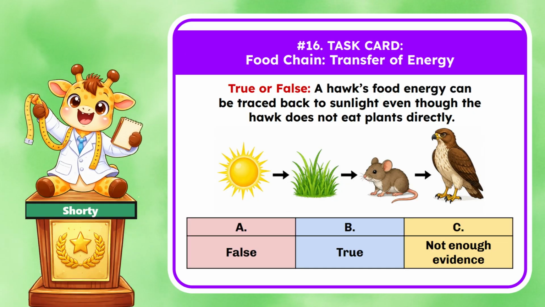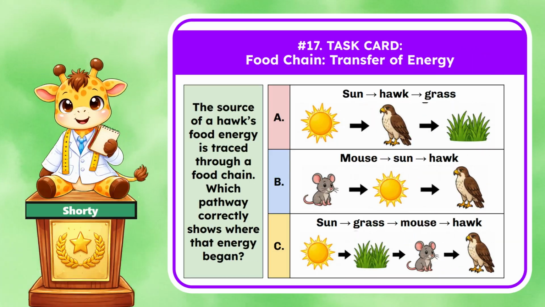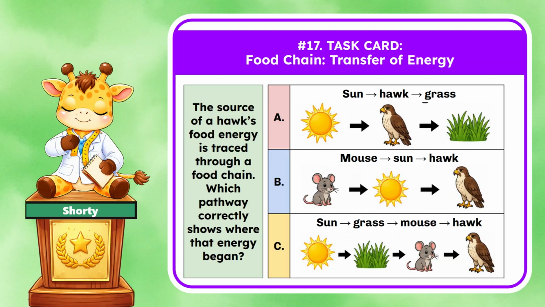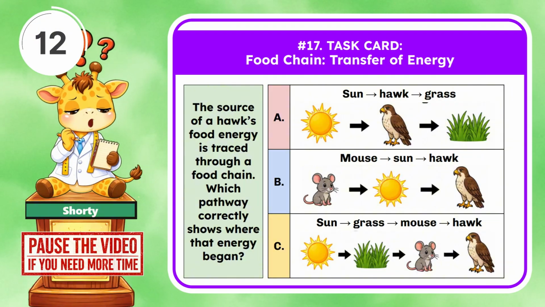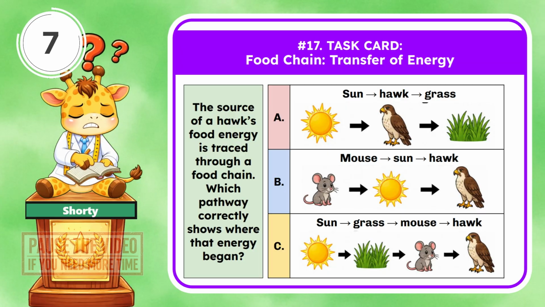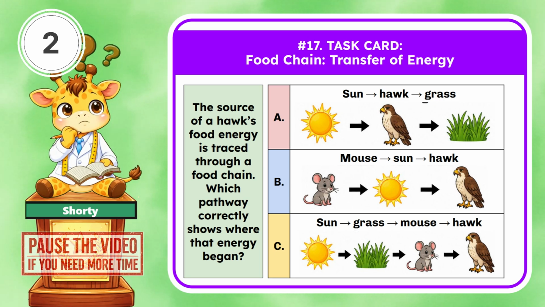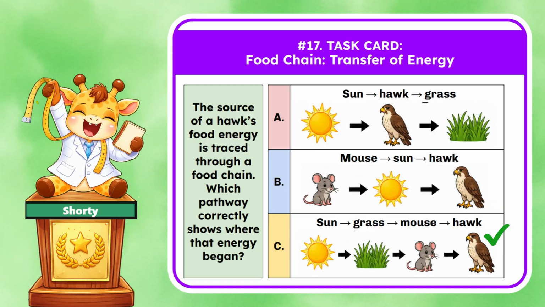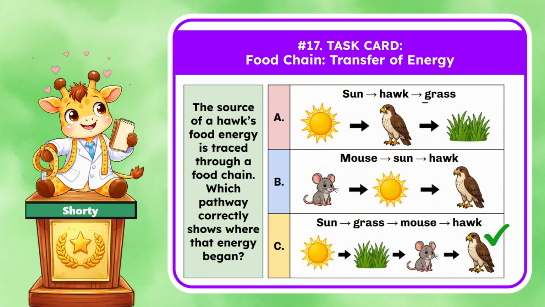And the correct answer is letter B. True. The source of a hawk's food energy is traced through a food chain. Which pathway correctly shows where that energy began? And the correct answer is letter C. Sun gives, grass gives, mouse gives, hawk.